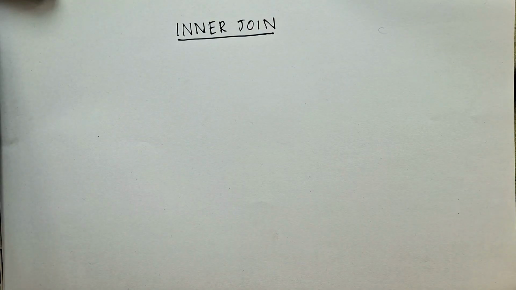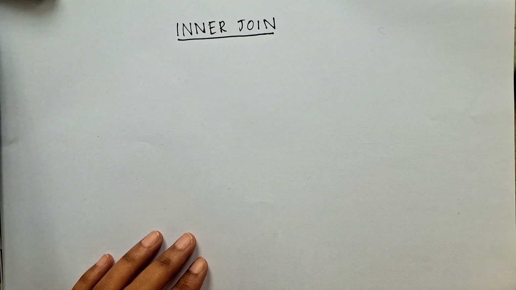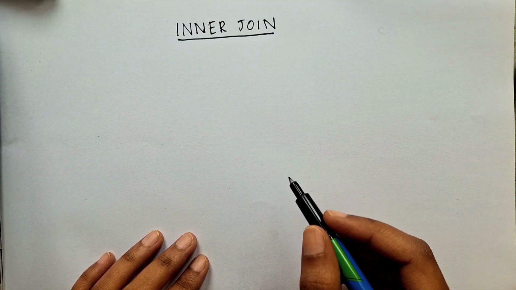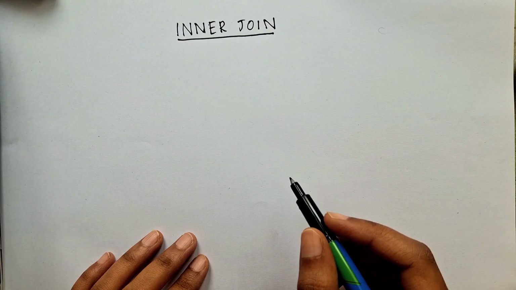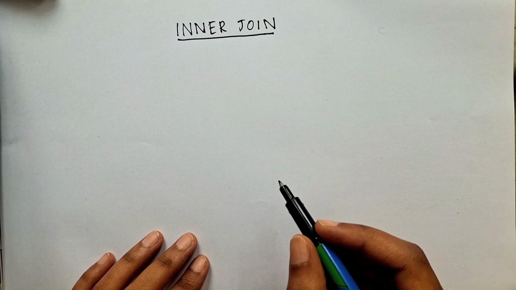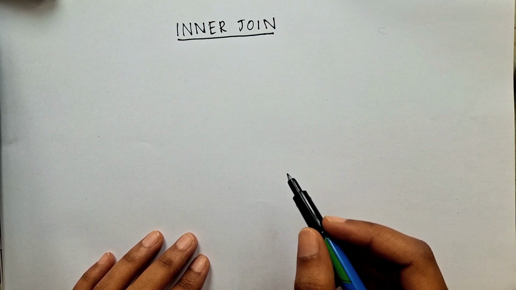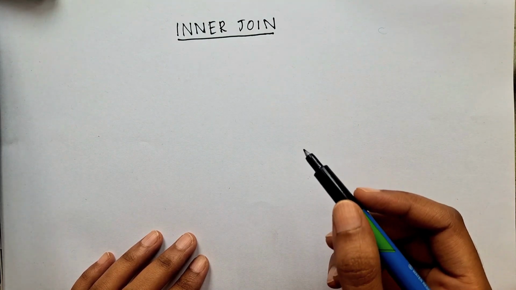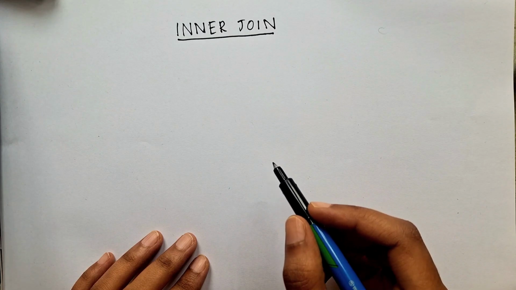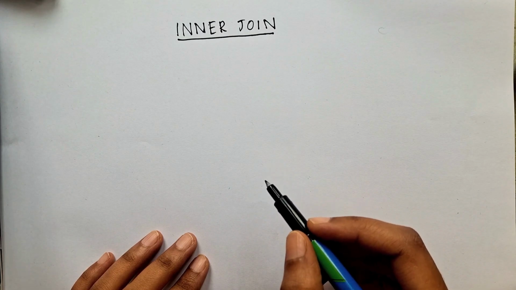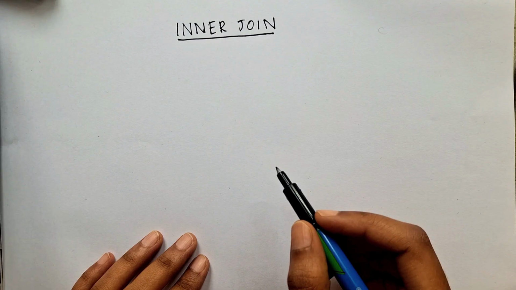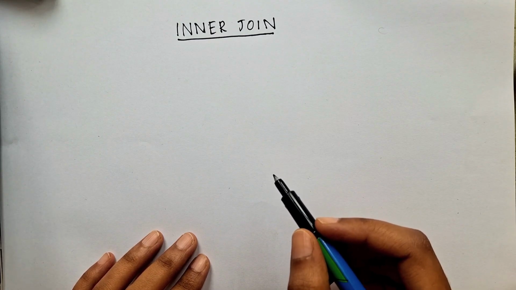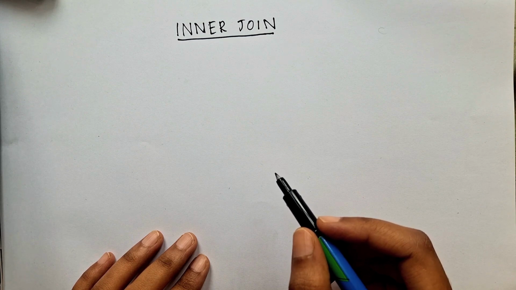In this video, we are going to learn what actually inner join is in SQL. So basically, inner join is used to combine data from two tables based on a common column. It returns only the matching records from both the tables. That means the values in the common column should be the same in both the tables. And if there is no match, those records will not be included in the result. In simple words, inner join shows only the data that exist in both the tables.